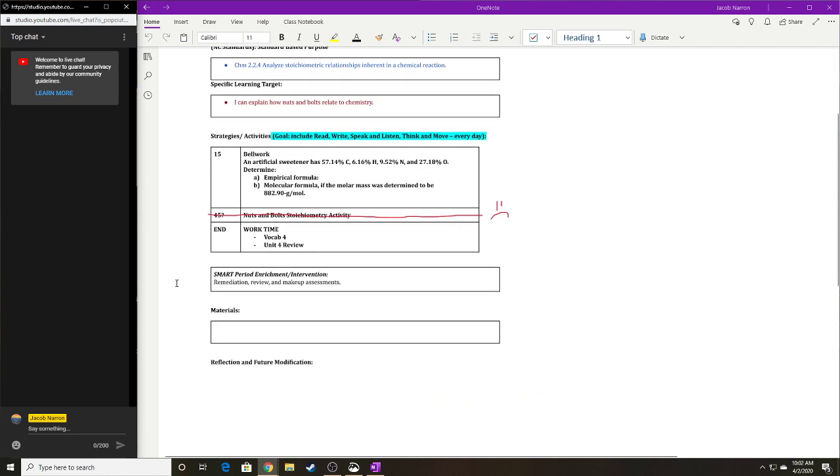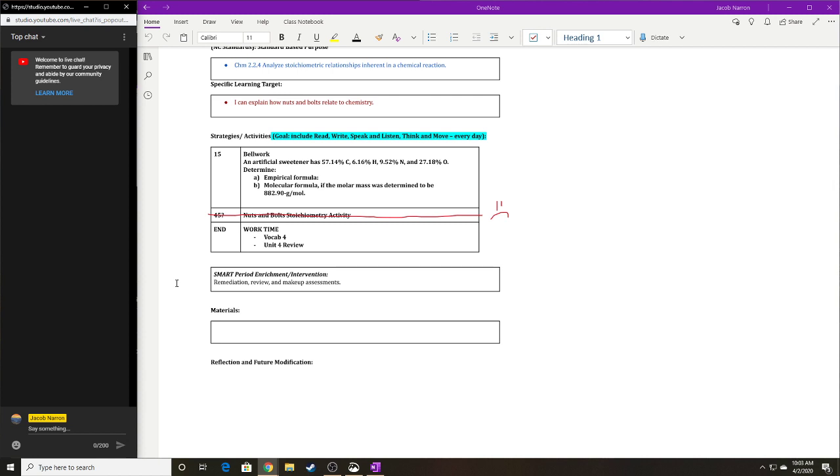But first, I thought we'd take a look at this Bellwork, and hopefully I'm in the right folder. I am not. All right. I need to go here, here, here, and hopefully everything will work perfectly. All right, so here we go. An artificial sweetener has 57.14% carbon, 6.16% hydrogen, 9.52% nitrogen, and 27.18% oxygen.